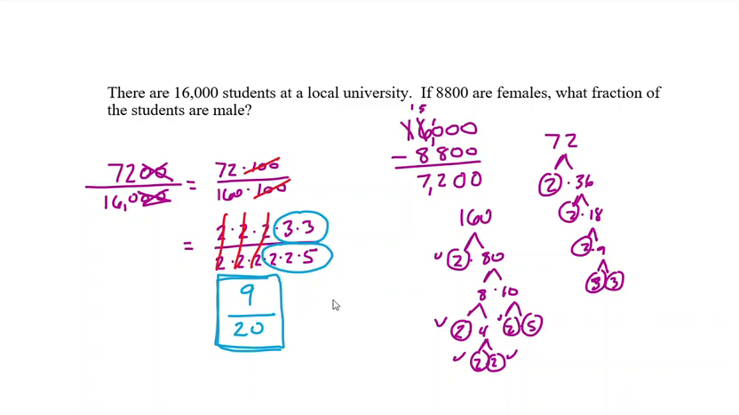What fraction of the students are female? Well, if we reduce the fraction 8,800 over 16,000, we would get 11/20ths, right? Because 9/20ths plus 11/20ths is 20/20, which is 100%. So there we go. It's much easier to think about fractions in reduced form, so being able to reduce them is a really important skill. Please practice reducing using the prime factorization method this week.